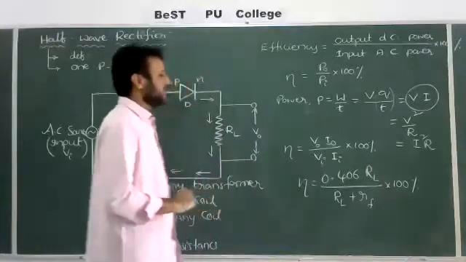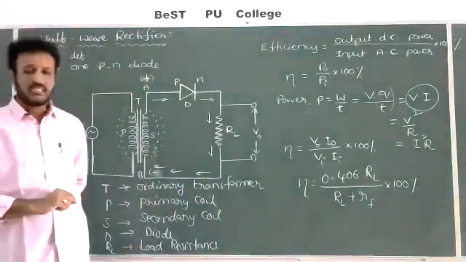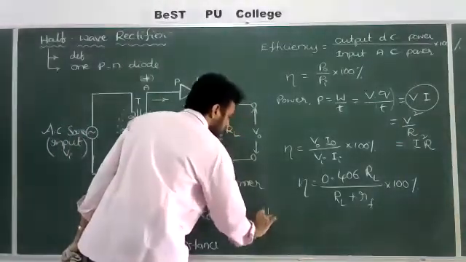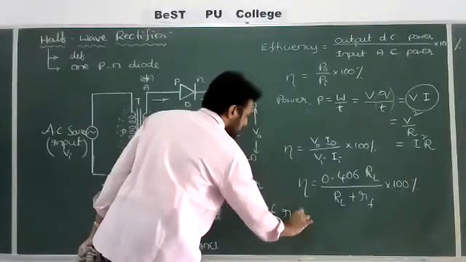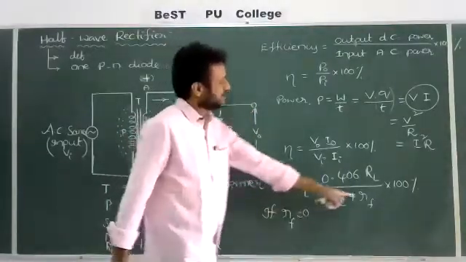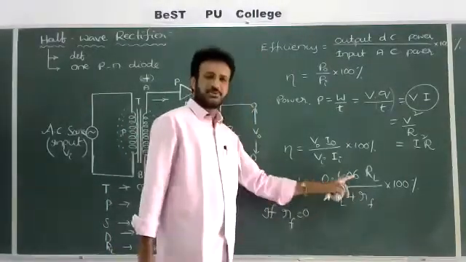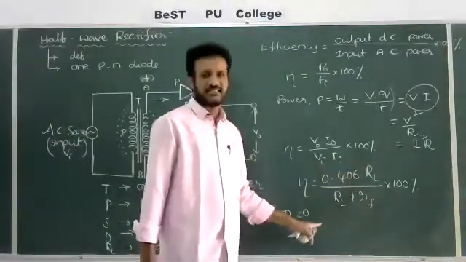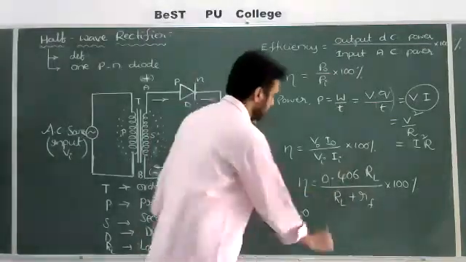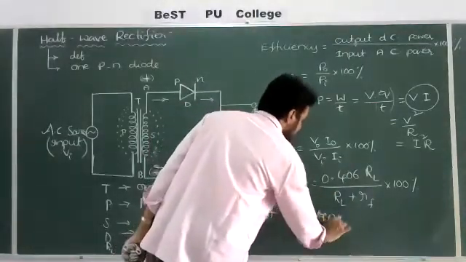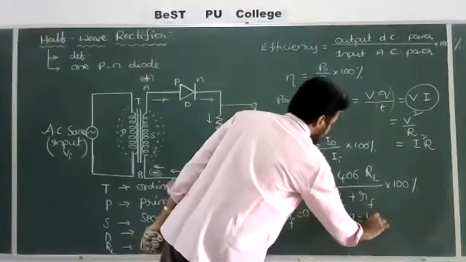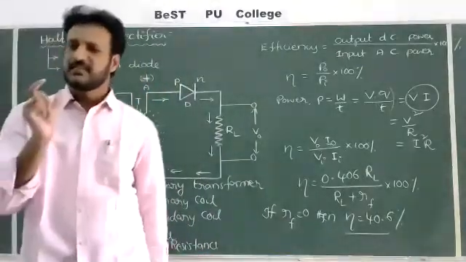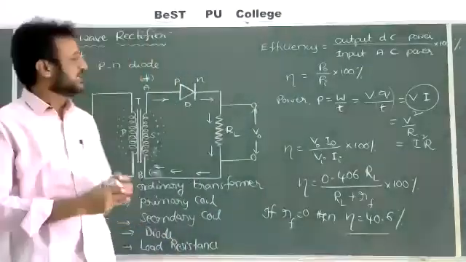For example, if the given diode is ideal, then the resistance in forward bias is 0. If RF equals 0, we write 0.406 into RL by RL. RL cancelled, 0.406 into 100. Then eta is equal to 40.6%. So if you are giving 100% of the AC to the circuit, we get 40.6%.